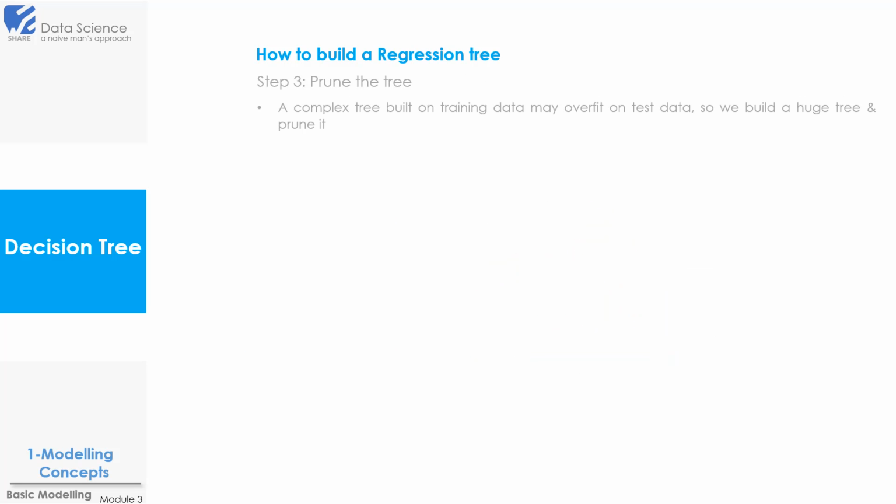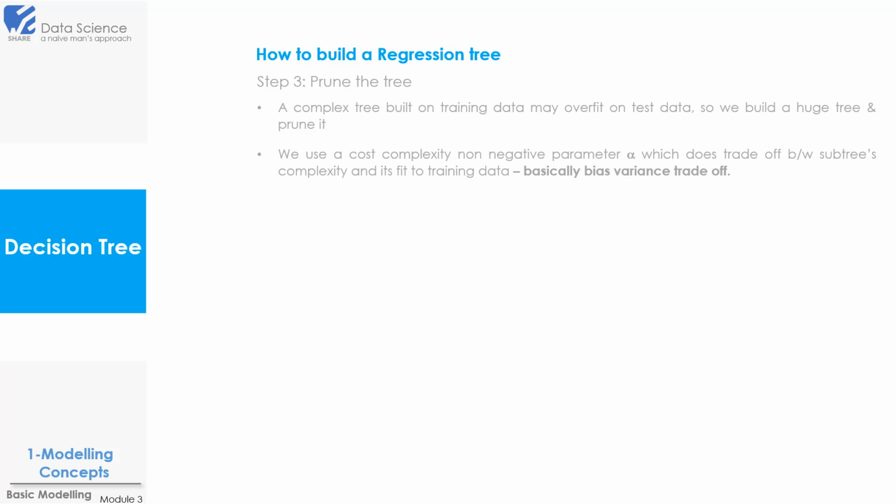Now that we have built a tree using the training data, the next task is to check how it will perform on the test data. A complex tree built on training data may overfit. Recall overfit means high variance and low bias. Or a short tree may not yield good results, which means it will have low variance and high bias. So a better way to address this is to build a very large tree and then prune it to select the best subtree. For this purpose, we use a non-negative cost complexity parameter, which does the trade-off between the subtree's complexity and its fit to the training data. So basically you can say that it is the bias-variance trade-off.